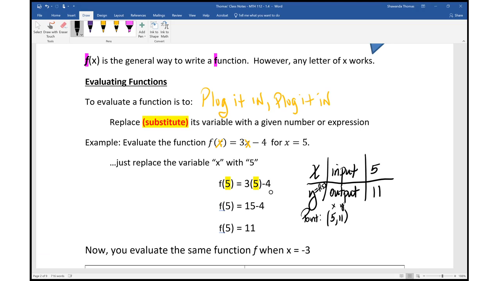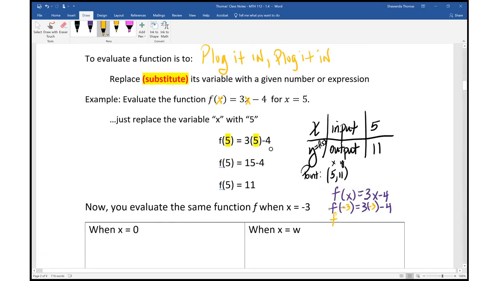Let's continue using this same function, but let's evaluate this same function f when x equals -3. So again, our function is f of x equals 3 times x minus 4. Therefore, f of what? What are we replacing the x with? -3. f of -3 equals 3 times -3, which is -9, minus 4. Therefore, f of -3 equals -13.